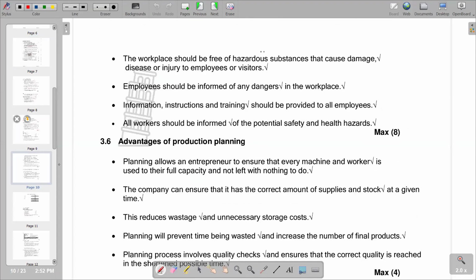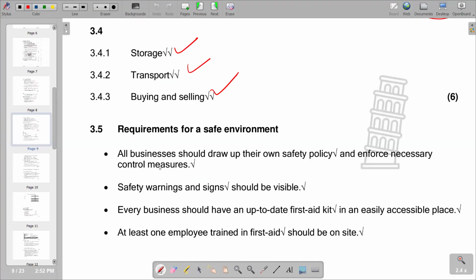So we are going to see that the requirements of a safe environment, the first one is that all businesses should draw up their own safety policy and enforce necessary control measures. Safety warnings and signs should be visible. Every business should have an up-to-date first aid kit in an easily accessible place. At least one employee trained in first aid should be on site. So those are some of the requirements of a safe environment.